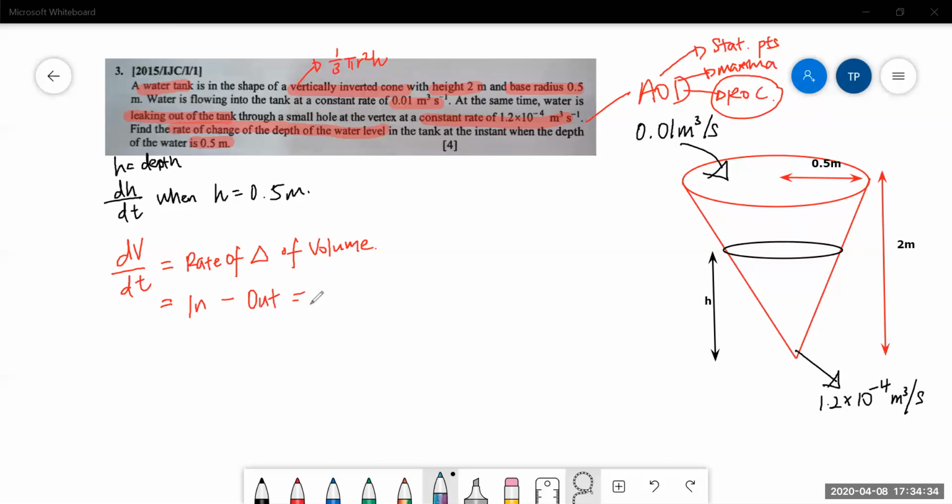So what is in? 0.01. Minus out, right? Out is 1.2 times 10 to the power of minus 4. So what's the answer? Can you calculate for me? 0.00988. Yeah.